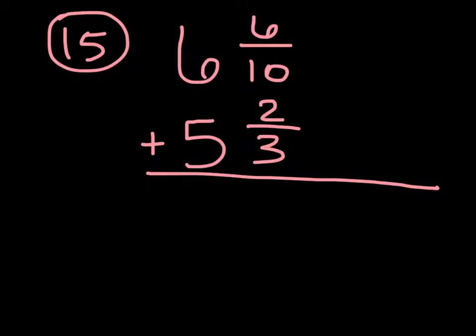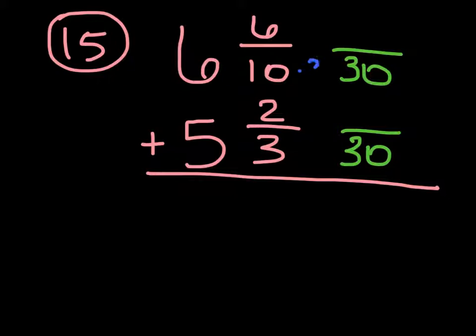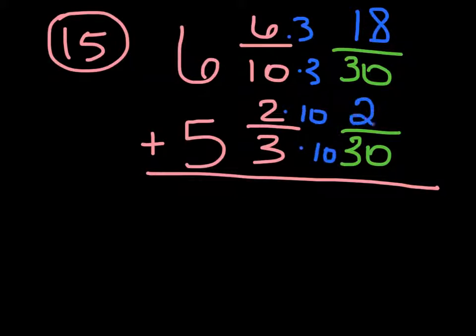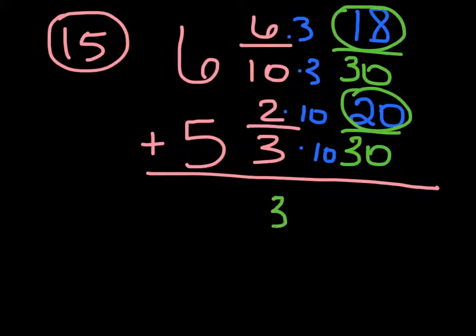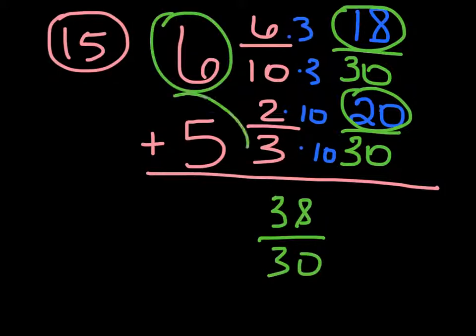Number 15, your common denominator is going to be 30. You're going to find equivalent fractions. So 10 times 3 is 30, so 6 times 3 is 18. 3 times 10 is 30, so 2 times 10 is 20. Then you want to add up your numerators. 18 plus 20 gives you 38 over 30. And then add up your whole numbers. 6 plus 5 gives you 11.